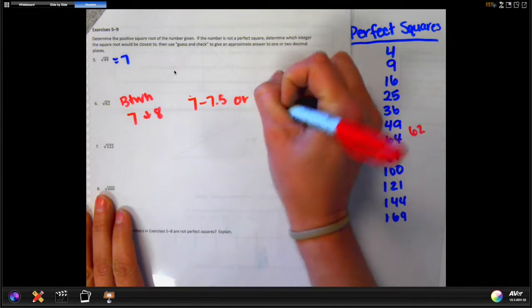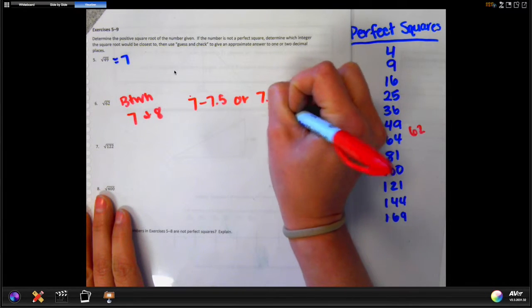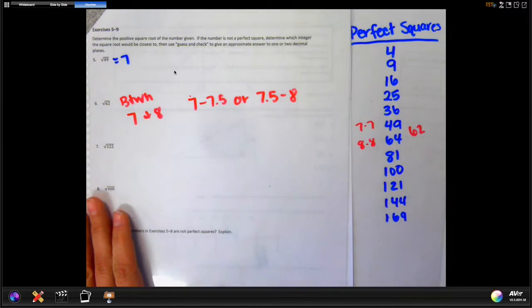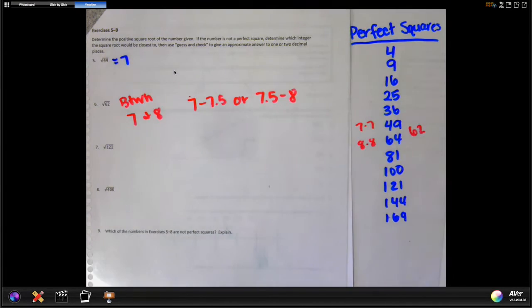Or is it going to be between 7.5 and 8? That's our next question. So this is how we determine even further where it's going to be between. Is 62 closer to 8 times 8, 64, or is it closer to 7 times 7? We've got to ask ourselves.